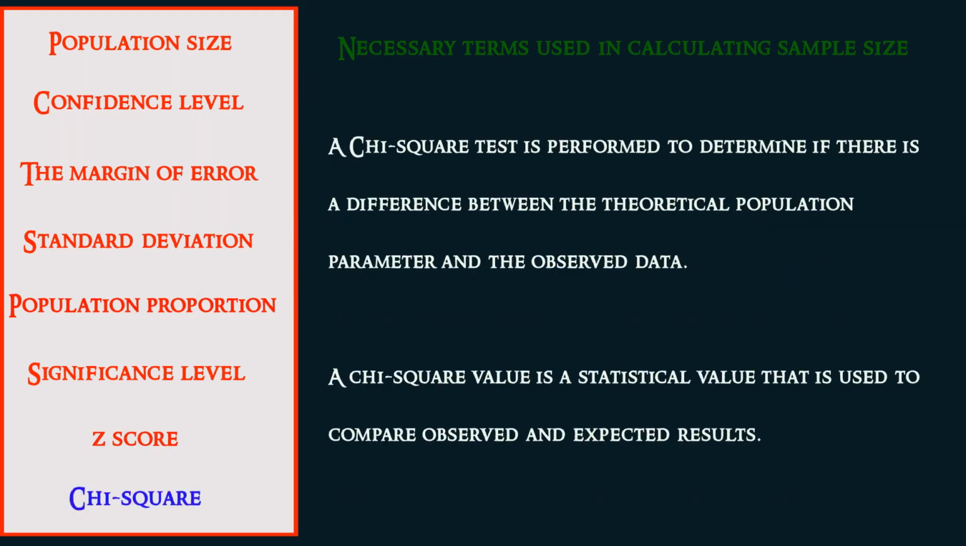Chi-square. It is a statistical test or value that is used to compare observed and expected results. It aids in understanding and interpreting the connections between two categorical variables. A chi-square value is a statistical value that is used to compare observed and expected values.